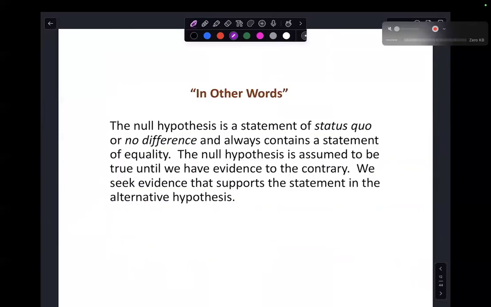So the null hypothesis, the status quo, no difference. It always has equal. The null hypothesis is true until we show something different. We are looking for evidence to support the alternative hypothesis. That's what we're trying to basically prove. We're trying to show that the alternative hypothesis is likely true. Obviously, we're statisticians. We don't deal in absolutes, so we won't say it's absolutely true, but it's likely true. So this is basically what we're saying.